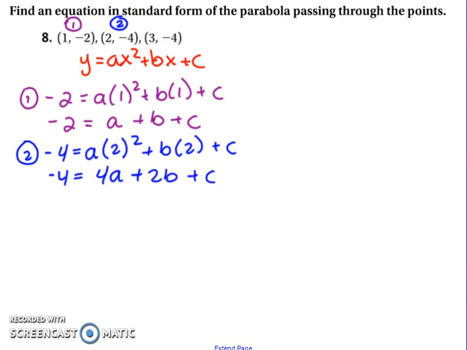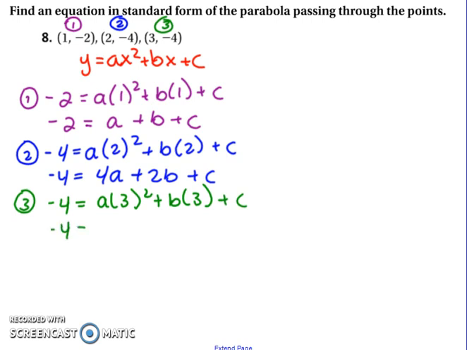And then we're going to do it a third time with the third point. So negative 4 equals a times 3 squared plus b times 3 plus c. So negative 4 equals 9a plus 3b plus c.